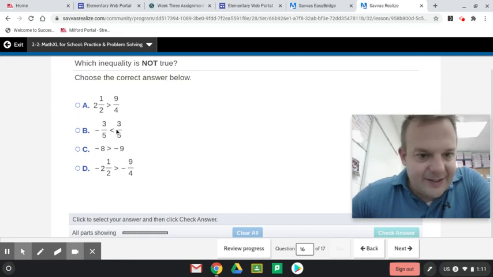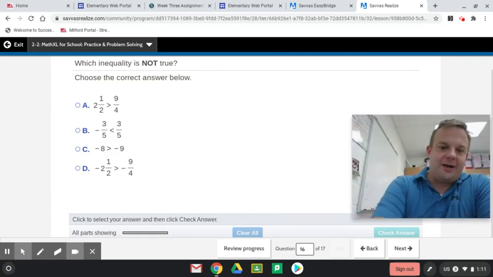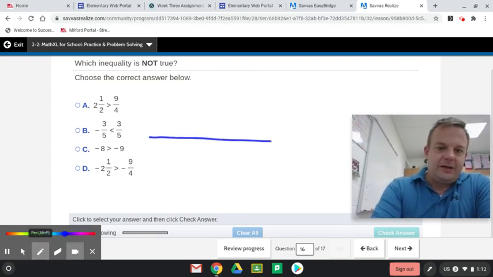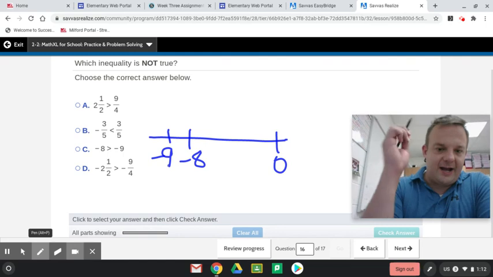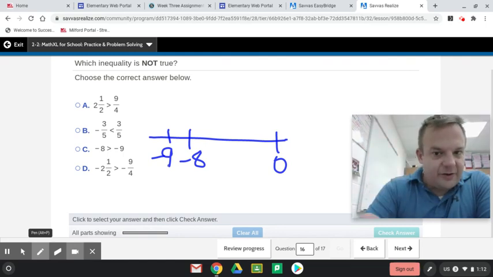Now, -3/5 is less than 3/5. Remember, we're going for not true. So don't. -8 is greater than -9. Yeah, because on a number line here, this is 0. This would be -8, and this would be -9. So -8 is further to the right. See how -8 is further to the right? And if it's further to the left, it's less than.